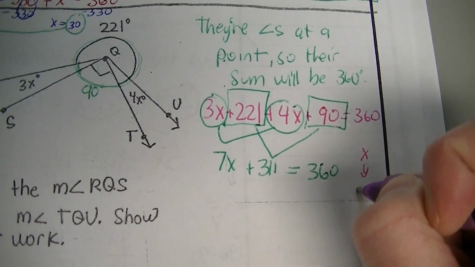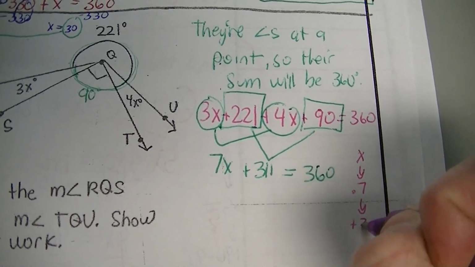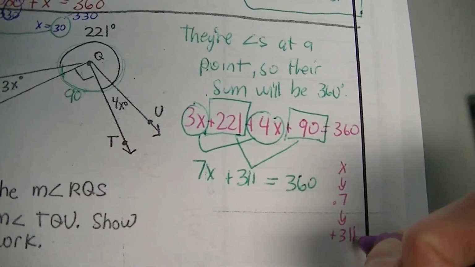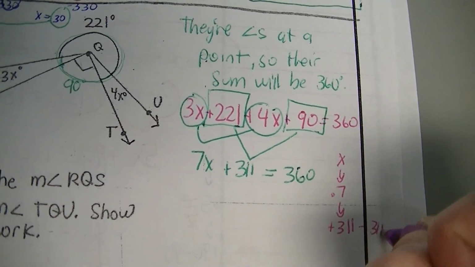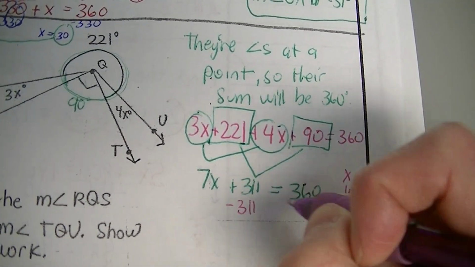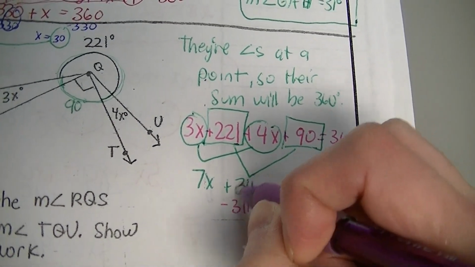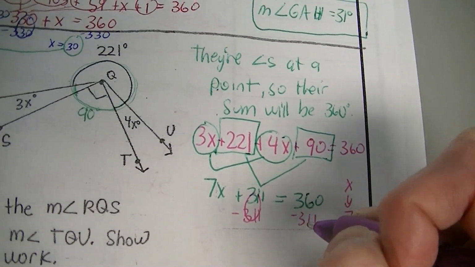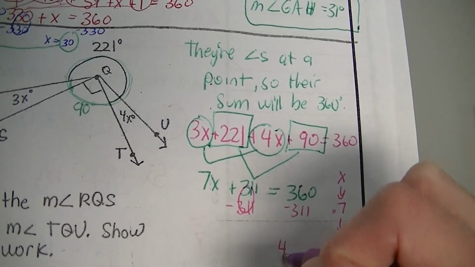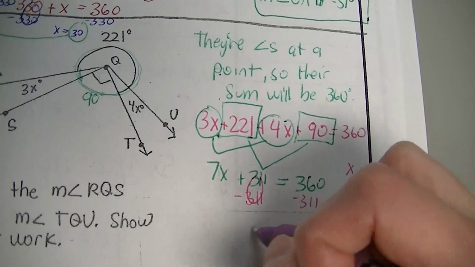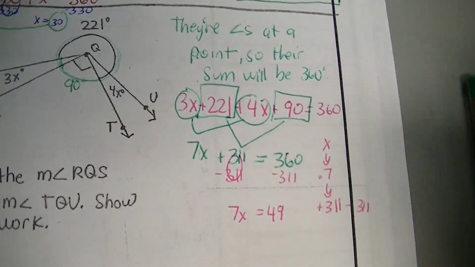Start with x, multiplied it by 7, added 311. So now we will subtract 311 because that's the inverse operation, and make sure you do it to both sides of the equal sign. That's 0. 360 minus 311 is 49. Bring down your equal sign, bring down your 7 times x. Go on back up.